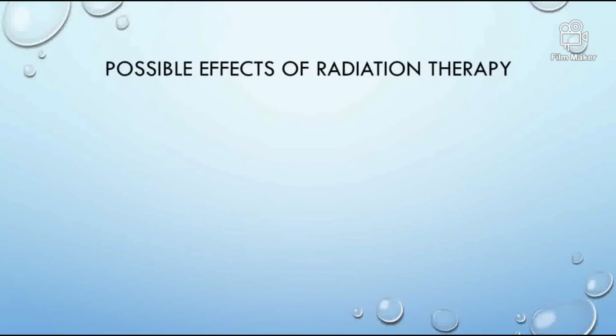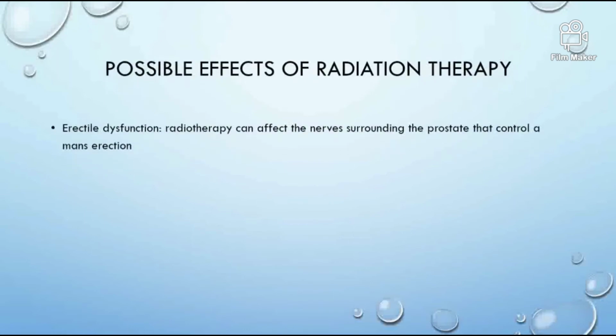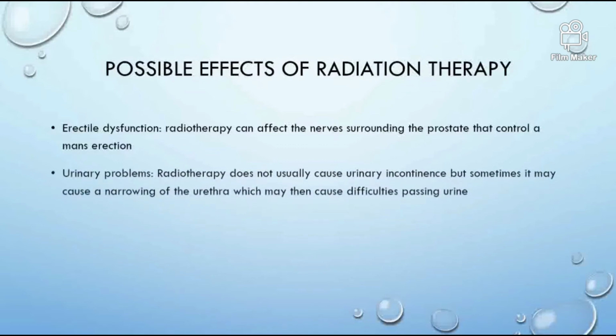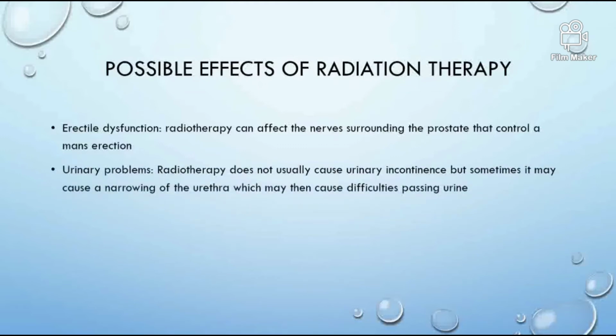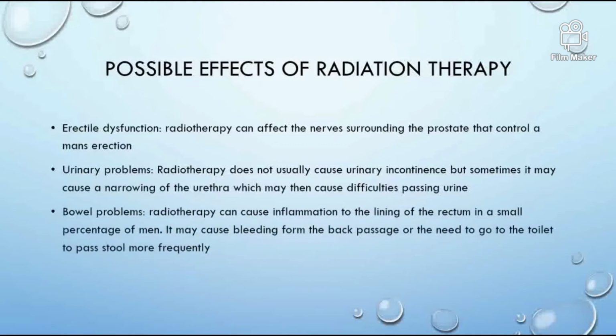So, the possible effects of radiation therapy. It causes erectile dysfunction because radiotherapy can affect the nerves surrounding the prostate that control a man's erection. Then urinary problems: radiotherapy does not usually cause urinary incontinence, but sometimes it may cause a narrowing of the urethra, which may then cause difficulties passing urine. Next is bowel problems: radiotherapy can cause inflammation of the lining of the rectum in a small percentage of men, and it may cause bleeding from the back passage or a need to go to the toilet to pass stool more frequently.